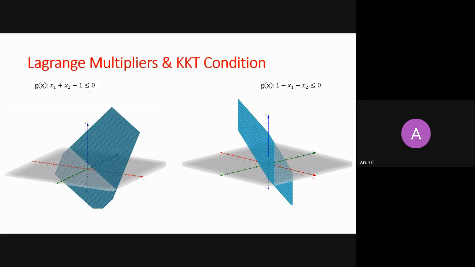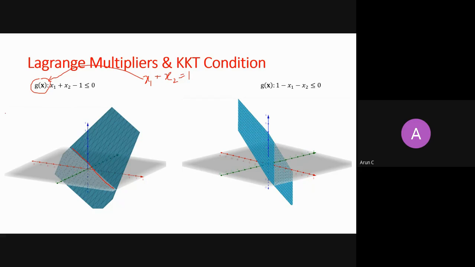Okay. So let's say I have some function g(x). I say that g(x) is x1 plus x2 minus 1 is less than or equal to 0. How do I come to this point? Let's say x1 plus x2 equals 1. If it is in 2 dimensions, I am talking about a hyperplane, which is a line, and which goes through here, right? x1 plus x2 equals 1. But when I convert this into the form of g(x), it says x1 plus x2 minus 1 is less than or equal to 0.